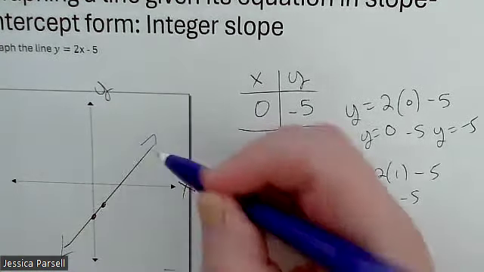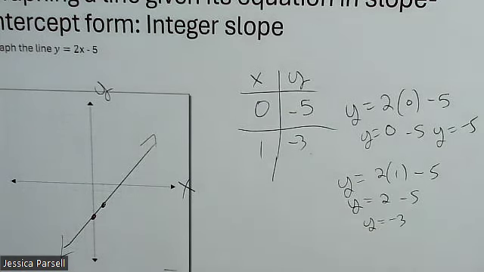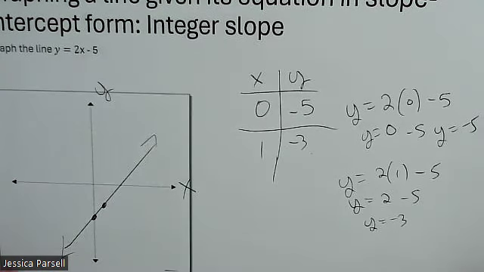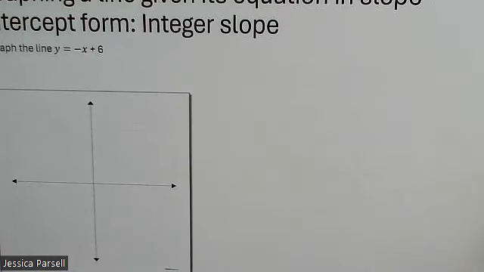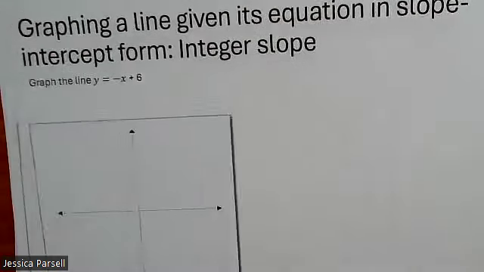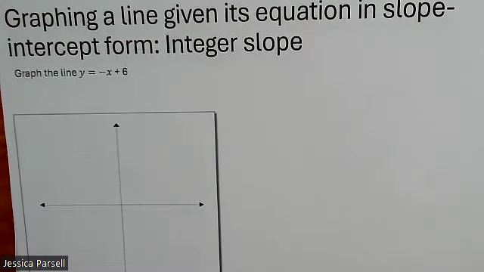And I always put arrows on the end of my line to show that it continues into infinity. Forever and ever, it's hanging out with Buzz Lightyear. Okay, let's try another one. I want you to pause the video and graph the line y equals -x plus 6.